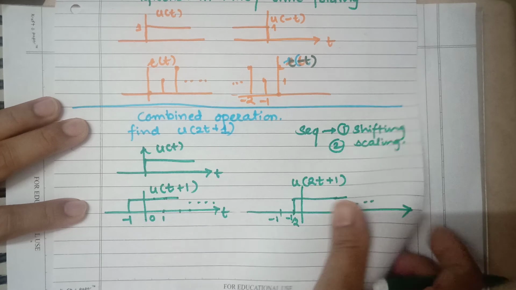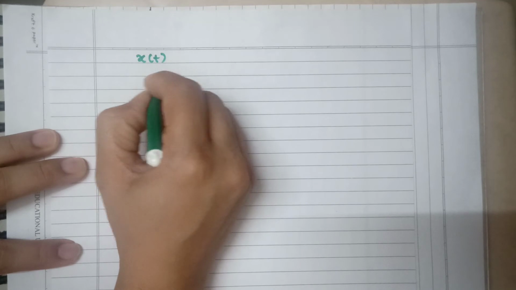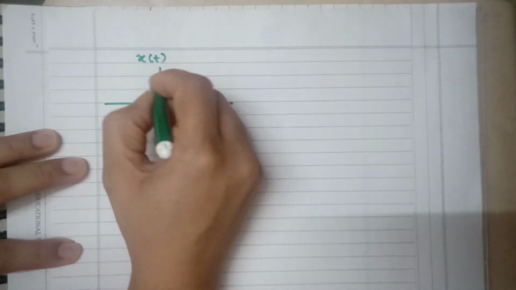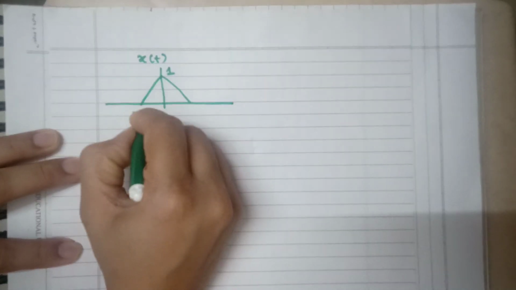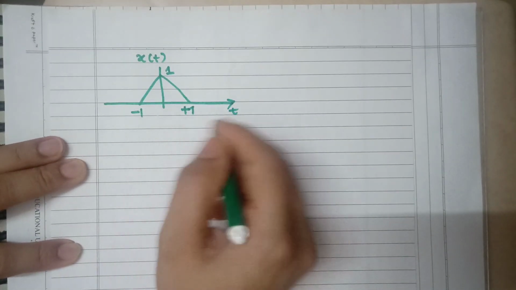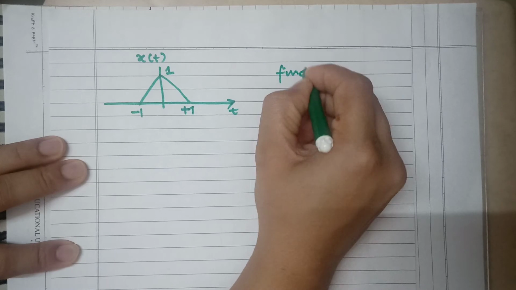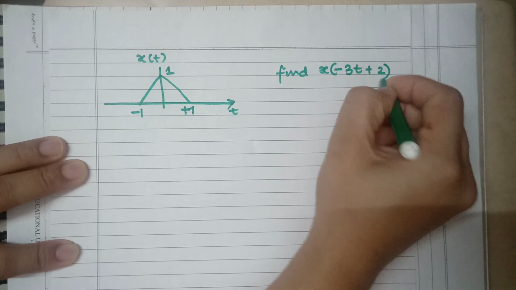We'll take a general signal and see one more combined operation here. Okay, so we'll take a signal x of t, like the triangular signal we have seen. This amplitude is 1, this is minus 1, this is plus 1. Now it is asked to find x of minus 3t plus 2.